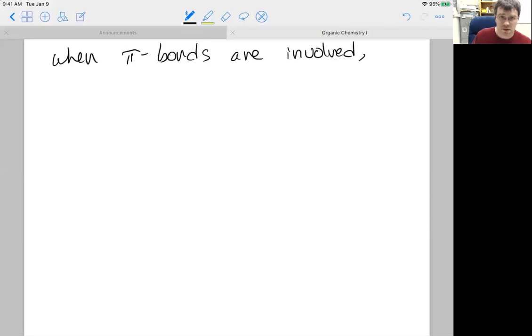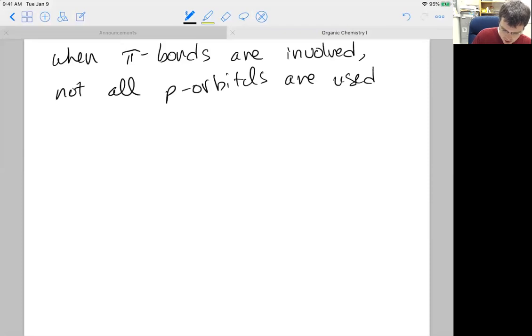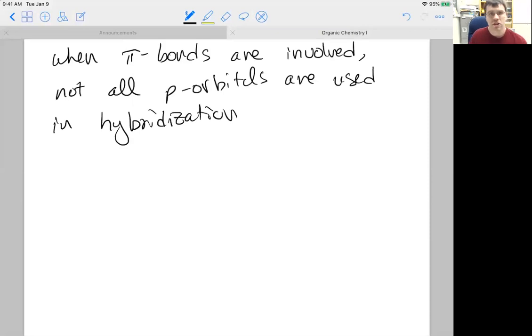When we have pi bonds involved, not all p orbitals are used in hybridization. So we looked at hybridization last time, and we said, hey, we need to attach to 4 things. So carbon needs to take all 4 of its valence orbitals, the s and the 3 p's, and do hybridization on them to get to 4 sp3 orbitals.